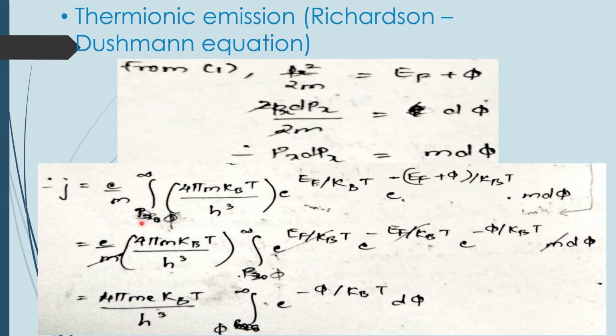we get all these are constant. Then e raised to ef by kt, e raised to minus ef plus phi. This is px square by 2m. We are substituting minus ef plus phi divided by kt, and px dpx is m d phi. So this can be written as, inside the integral, e raised to ef by kt into e raised to minus ef by kt into e raised to minus phi by kt into m d phi with limits phi to infinity. That is corresponding to px0 is the energy phi.